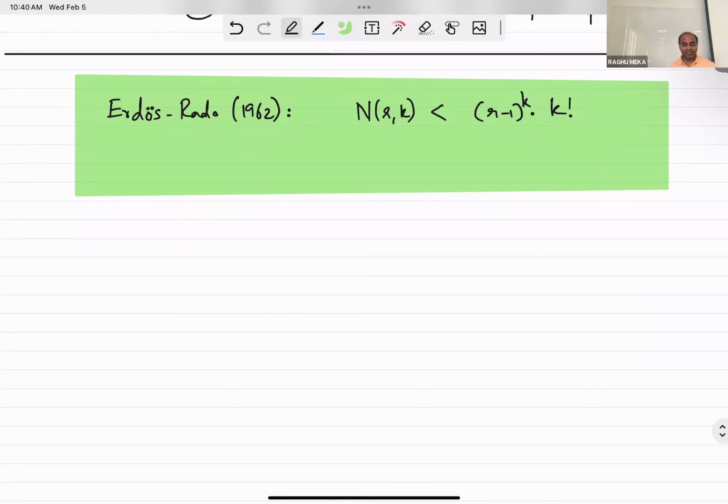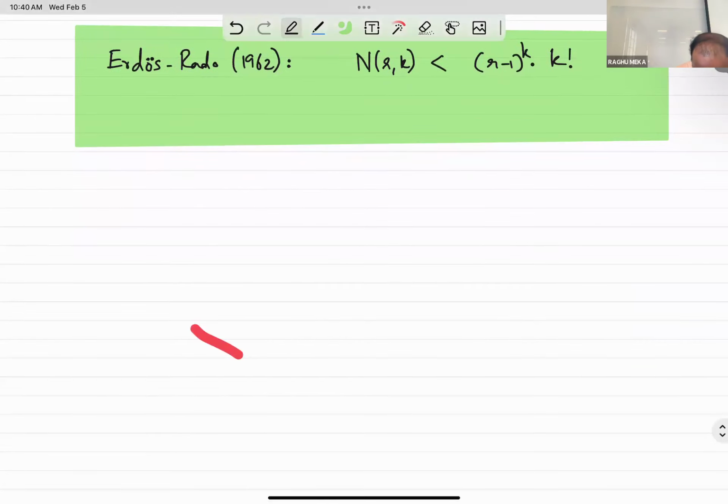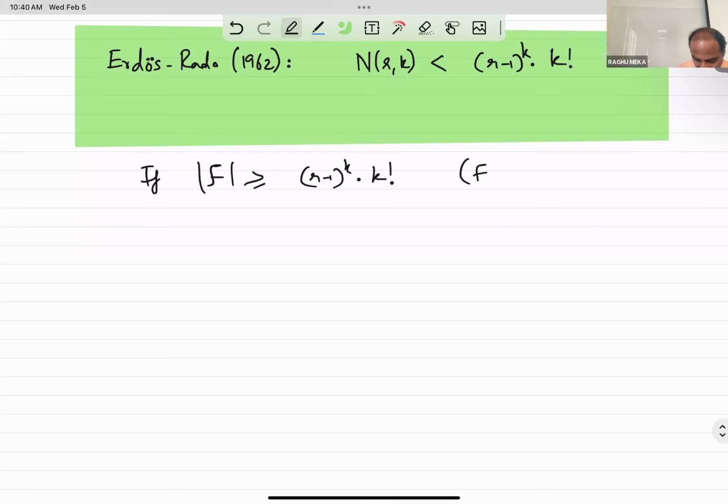So the argument was based on induction. So alternately, if F, okay, so whenever I write a family, just understand that it only contains sets of size at most k. Those are the only sets that we're looking at for now. So let's just stick to that, right? So F has sets of size less than or equal to k.